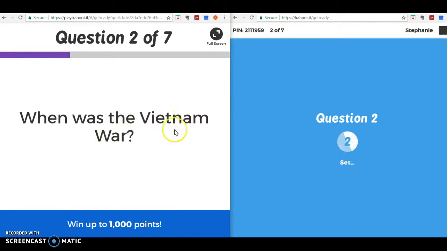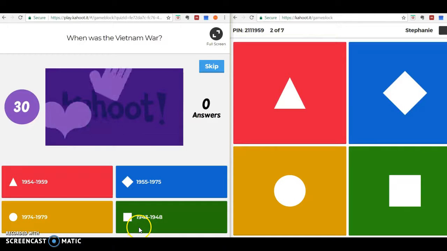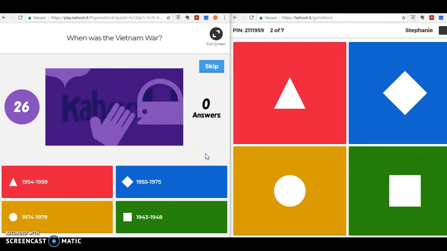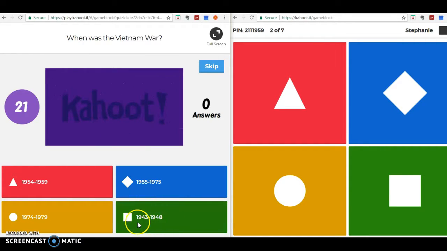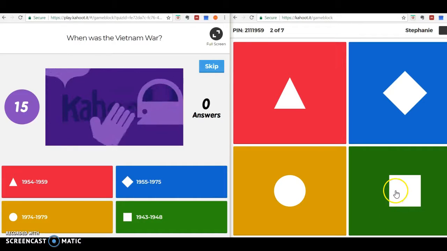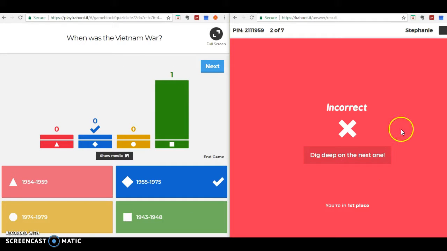And then, when was the Vietnam War? This one is up to 1,000 points. So the faster you answer the question correctly, the more points you get. Let's say I guess the square, which is 1943 to 1948. I would click the square over here on the student screen, and it tells me it is wrong, so I would receive 0 points from that question.